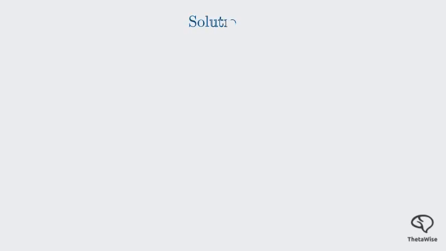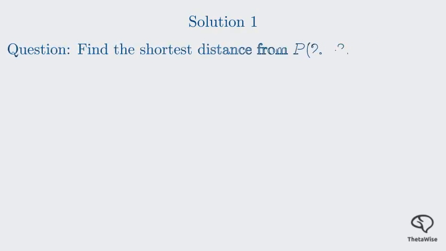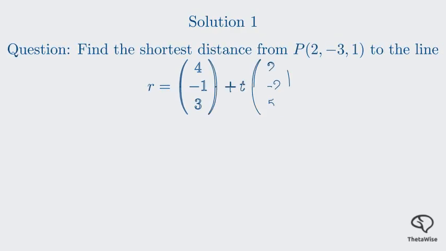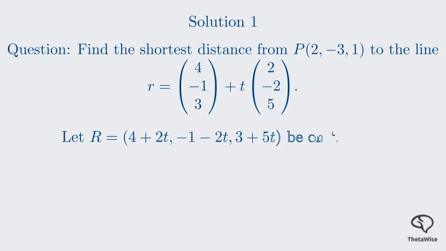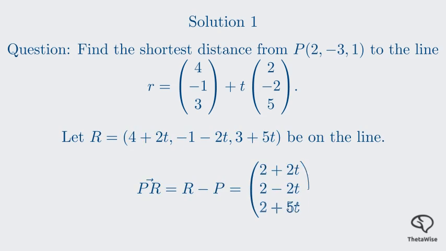Let's review the solution for question 1. We need the distance from P to the line L. We'll use the dot product method to find the foot of the perpendicular. First, we identify the point A on the line, (4, 1, 3), and the direction vector B, (2, 2, 5). A general point R on the line has coordinates (4-2t, 1-2t, 3+5t). Next, we find the vector PR. PR equals R minus P, which simplifies to (2+t, 2, 2t, 2+5t).